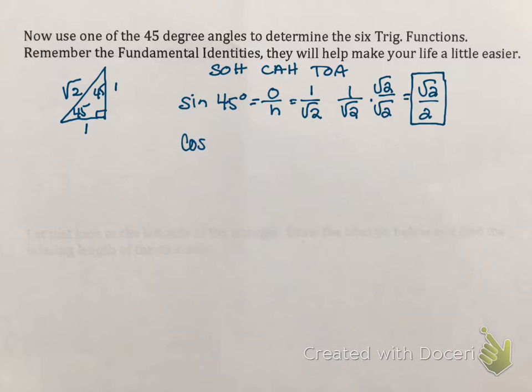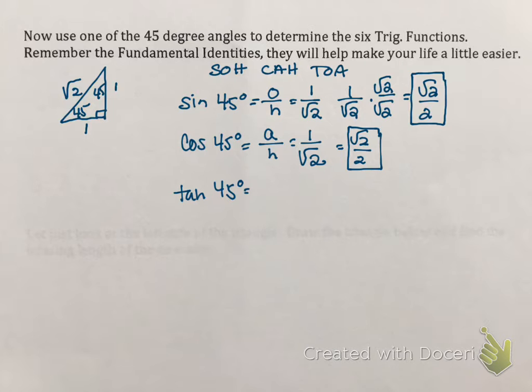Second value, cosine of 45 degrees. Cosine is defined as adjacent over hypotenuse. The adjacent side is 1 over the hypotenuse, which is radical 2. Once again, if we rationalize that, because that's the same value we got before, we'll get radical 2 over 2. Okay, tangent of 45 degrees is opposite over adjacent. The opposite side is 1, the adjacent side is 1. So 1 divided by 1 is 1. All right, got 3 more to go.